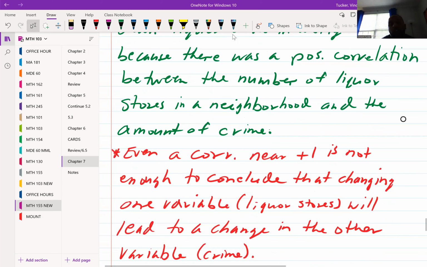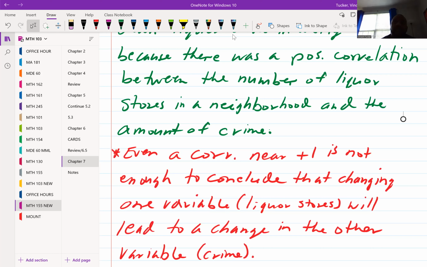All right, so even a correlation near positive one is not enough to conclude that changing one variable, liquor stores, will lead to a change in the other variable, crime. In other words, there may be other things in play that will actually lead to the crime versus just closing down liquor stores. So looking into what the gang activity is like in that area, how many shopping centers, because some shopping centers warrant a certain amount of activity. Sometimes low level income housing attracts certain types of activity.